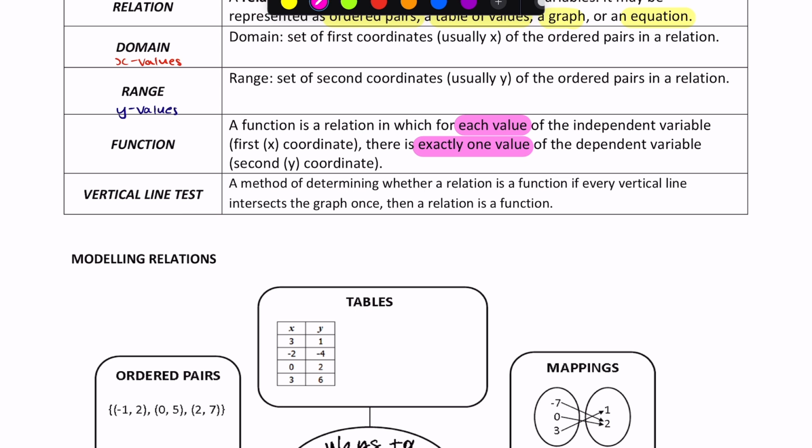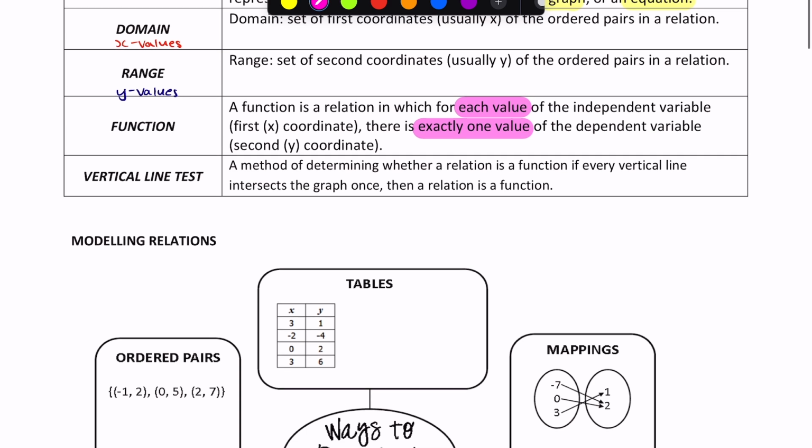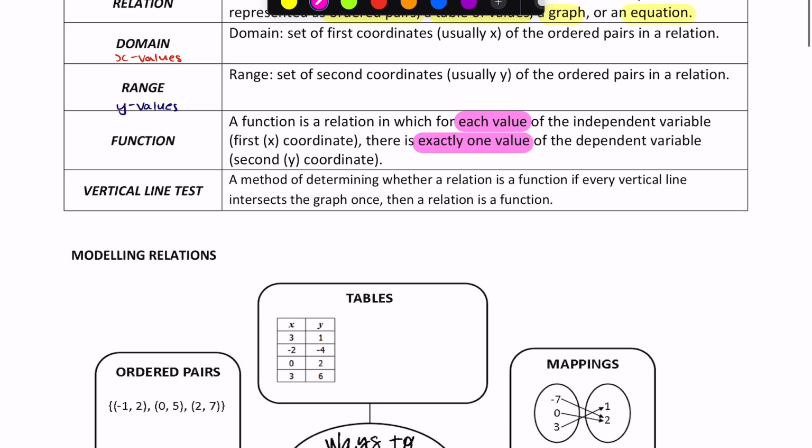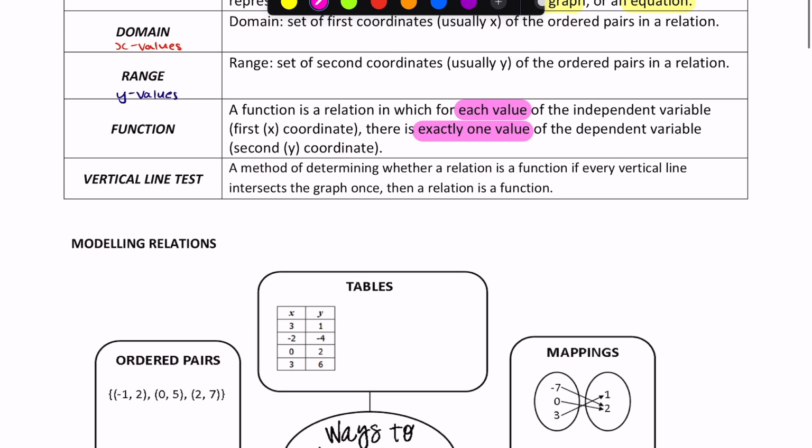And one way to determine if something is a function versus a relation is to use a vertical line test. That's a visual representation, and it's a method of determining whether a relation is a function. If every vertical line intersects the graph at once, then the relation is a function. So it's important to understand that all functions are relations, but not all relations are functions.